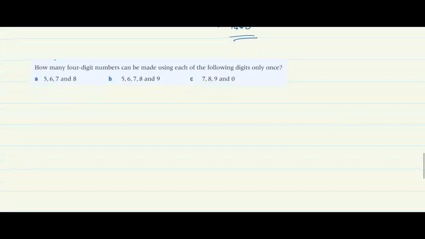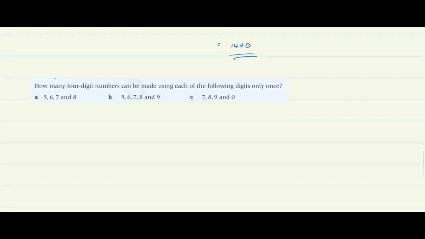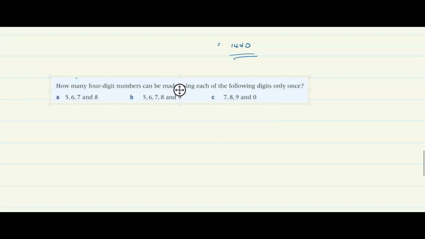How many 4-digit numbers? All right, so another example. How many 4-digit numbers can be made using each of the following digits only once? So this is another very popular type of question. So 5, 6, 7, and 8, we've got 4-digit numbers. Okay, so I've got 1, 2, 3, 4 spots for the 5, 6, 7, and 8. Is order important? Well, yes, because 5, 6, 7, 8 is 5,678, whereas if I switch 6 and 5 around, it's 6,578. That's a very different number. So order is important here.